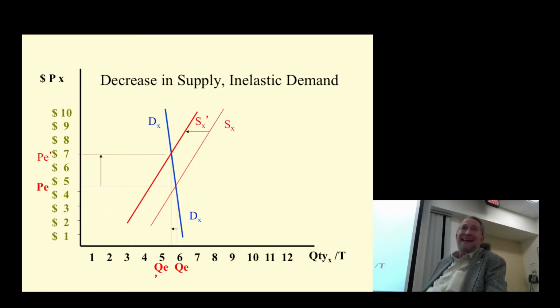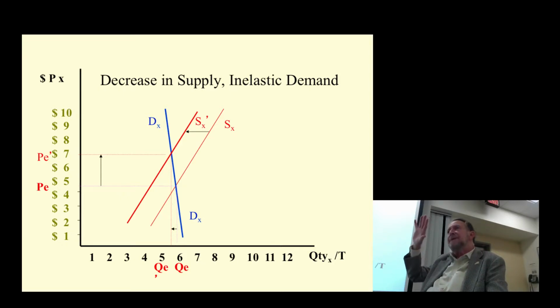And then if I draw an inelastic demand curve, you can see the opposite is true. The same change in supply would cause a big increase in price, because it takes a lot of price increase for buyers to be willing to cut back on the amount that they're purchasing.